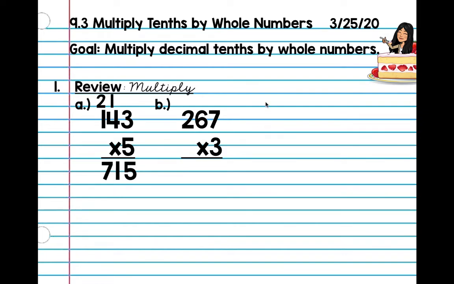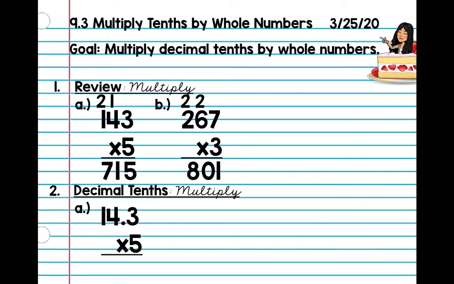Okay, so let's begin. 7 times 3 is 21. 6 times 3 is 18 plus 2, which is 20. And then 3 times 2 is 6. 6 plus 2 is 8. Easy stuff. You guys did really good. So now go ahead and skip a line, and you're going to write decimal tenths, and we're going to practice multiplying. Your first problem is 14.3 times 5.